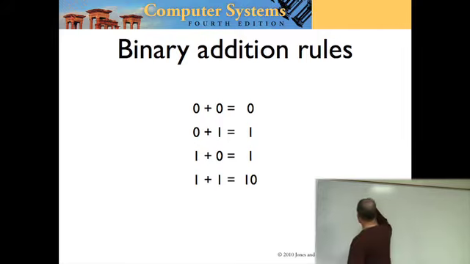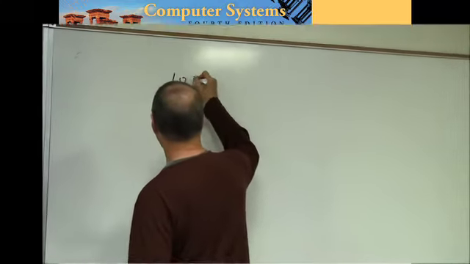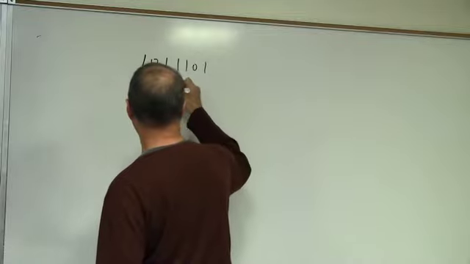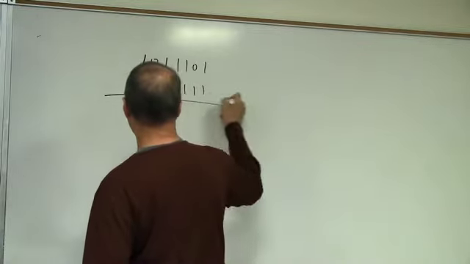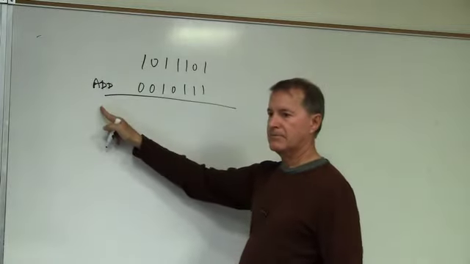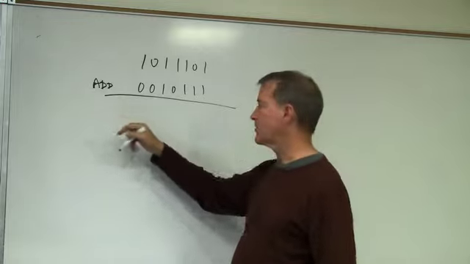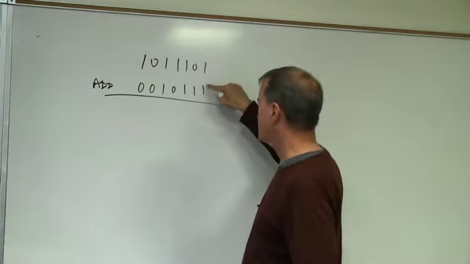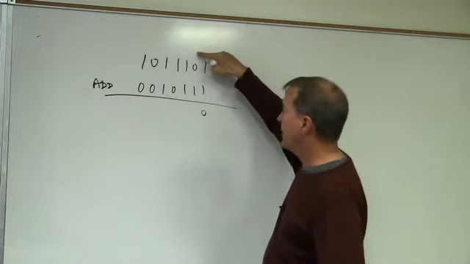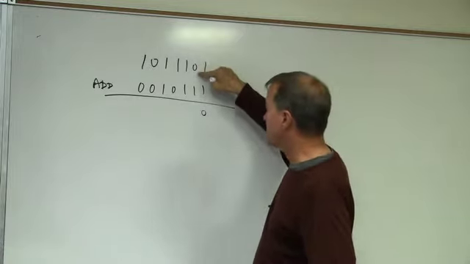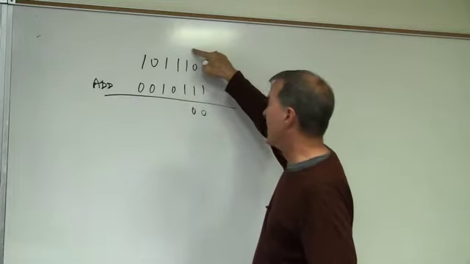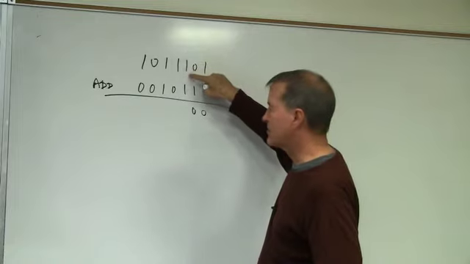So let's do a 7-bit cell. Let's do 1 0 1 1 1 0 1 and 0 0 1 0 1 1 1. The way we're going to do this is we're going to add. Let's see if we can add this correctly. What's 1 plus 1? 0, carry your 1. Now, 1 plus 0 plus 1 is 0, carry the 1. But now 1 plus 1 plus 1 is what?